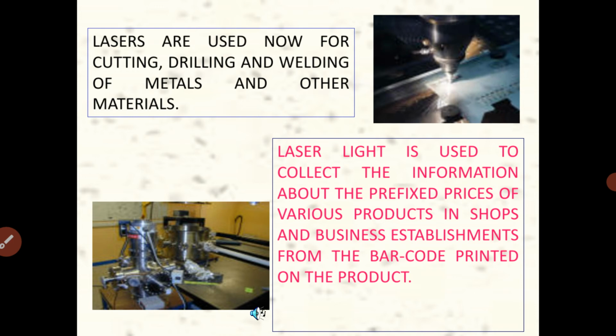Laser light is used to collect information about the prefixed prices of various products in shops and business establishments from the barcode printed on the product. We know that the barcode reader machine is made up of laser light, which is used to collect the information about the prefixed prices of various products from the barcode which is already stuck on those products. So the barcode reader is one of the applications of this laser light.